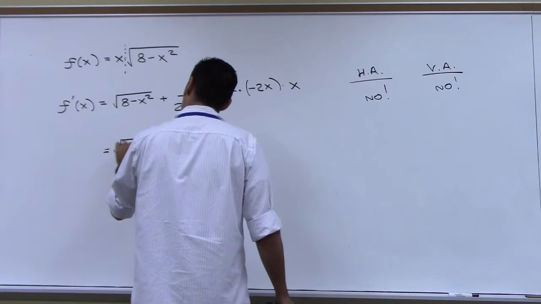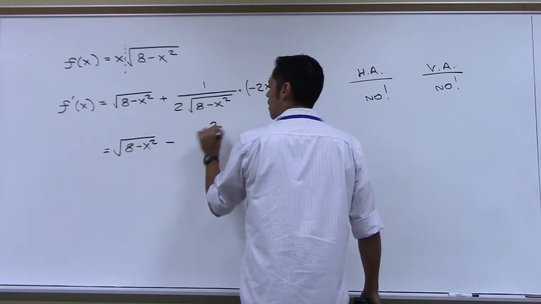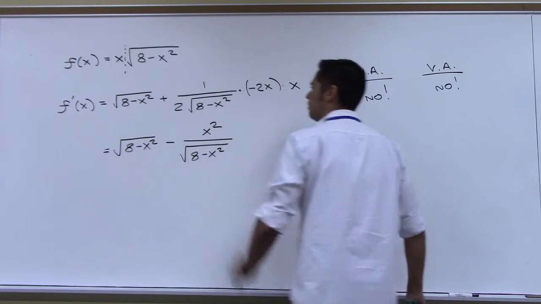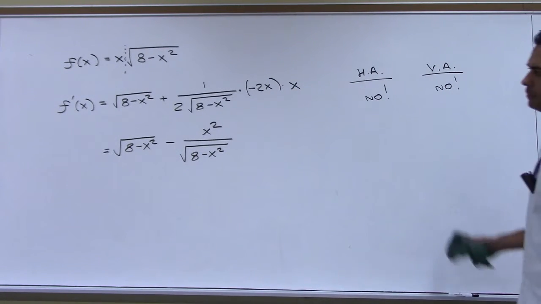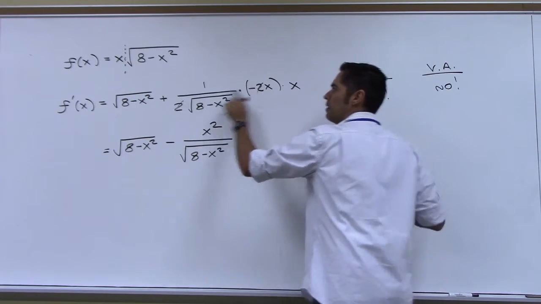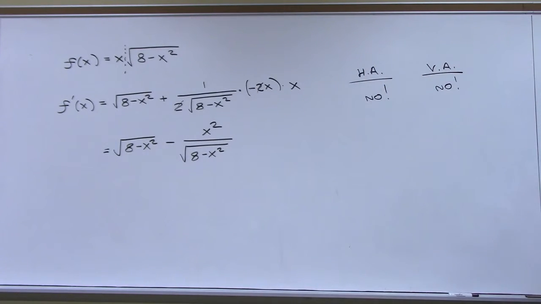Root 8 minus x squared minus x squared over root 8 minus x squared. So I canceled the 2's here. The negative came out, x times x squared. Yeah? I have to set that equal to 0, but I also have to take the derivative again, don't I? For the second derivative? You want to do the second derivative now?